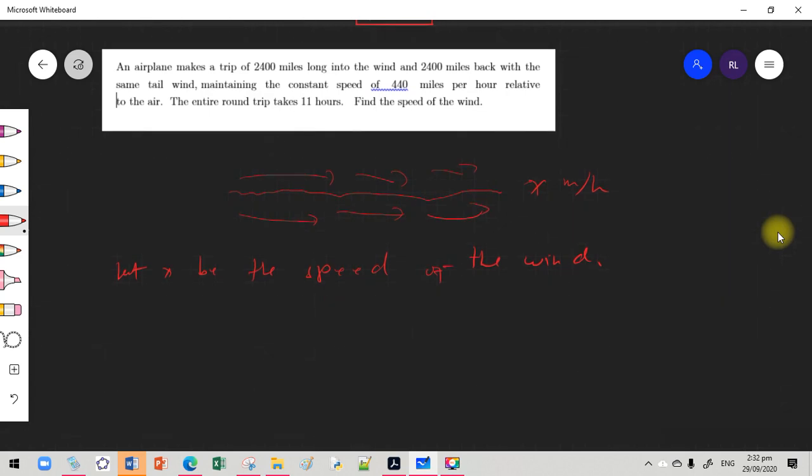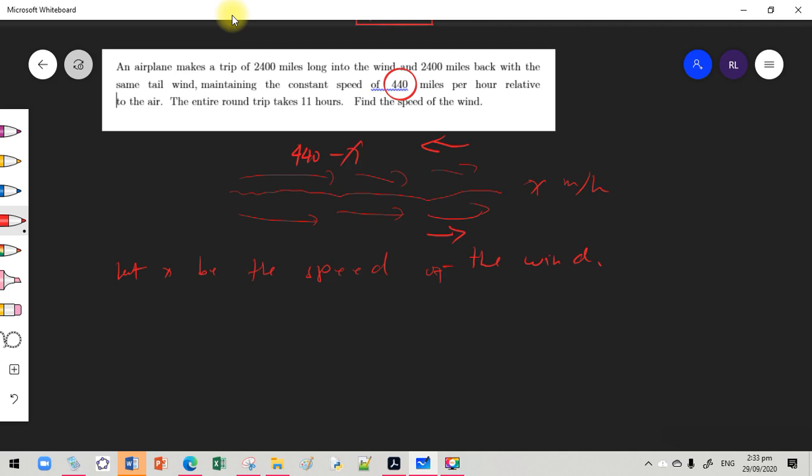Okay, so the distance is the same. Going there is 2,400 miles, and going back is the same 2,400 miles. But the speed going here is 440. Let's say this is into the wind, and this is along with the wind. So this becomes 440 miles per hour minus x. So this becomes 440 minus x.